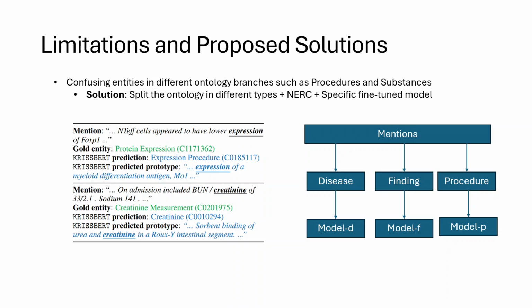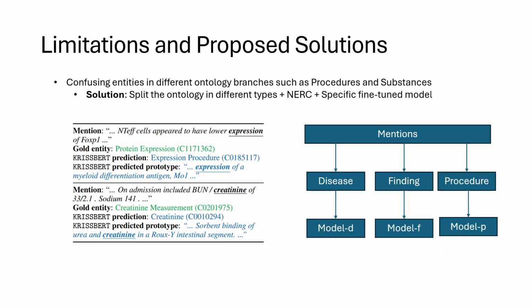Another limitation is that it doesn't do very well when we have mentions corresponding to different types. For example, procedures are very difficult for the model to distinguish from the rest of the types. As we see here, protein expression and expression procedure is a confusion that we can find from KRISSBERT, and also creatinine measurement and creatinine.